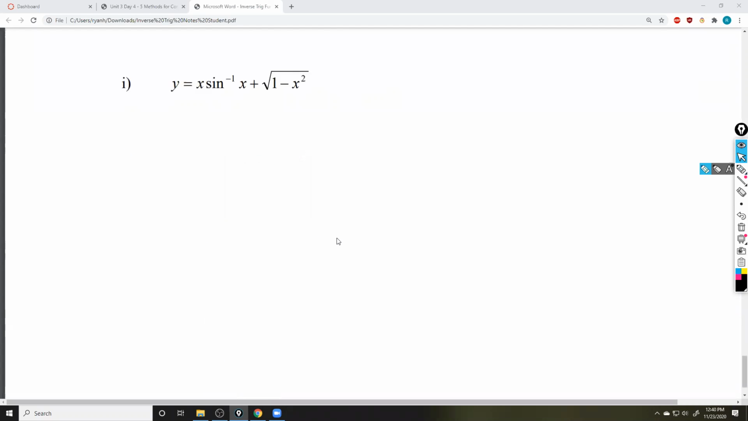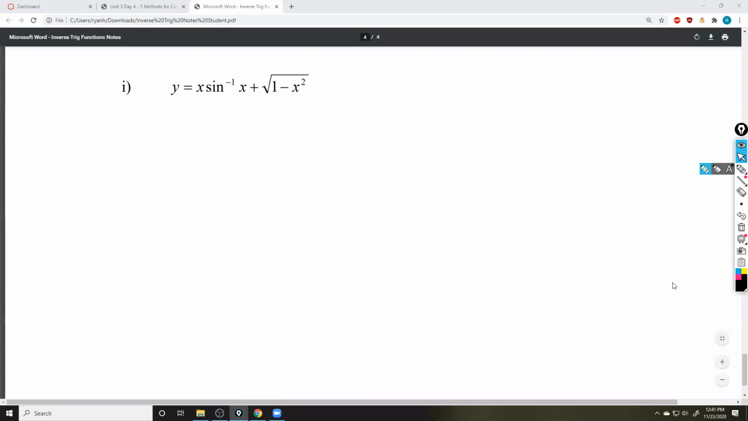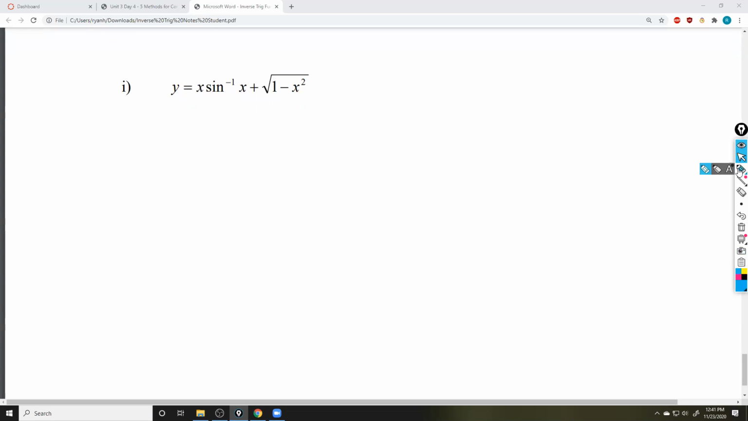Yeah, let's go down to part I, because this is a really complicated problem that's going to simplify in a really nice way. All right, let's do it. We got x sine inverse of x plus the square root of 1 minus x squared. All right, that means we have a product rule to start with.